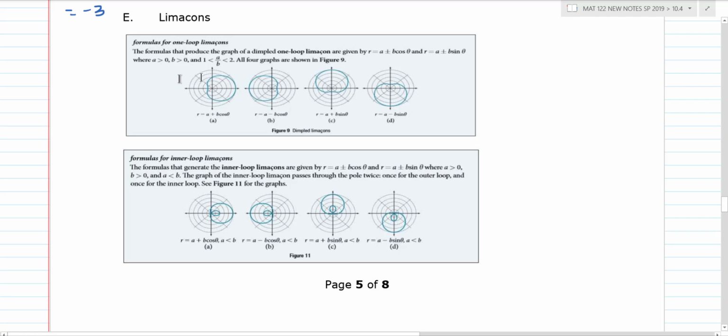This is just information for you to look at. So the idea on this is basically the cosine dimples on the x-axis, the sine kind of dimples around y, and then it depends on the value of a and b, which is bigger, basically, how it orients itself. What happens is a is generally less than b for the dimple, and if a is greater than b, then you'll end up having that inner loop. But you don't have to know which is which. This is just mainly for reference for you.